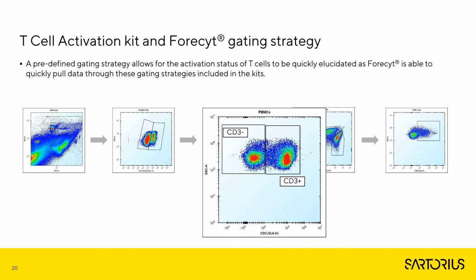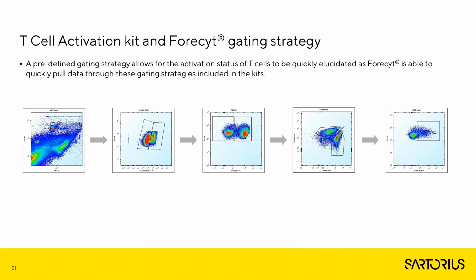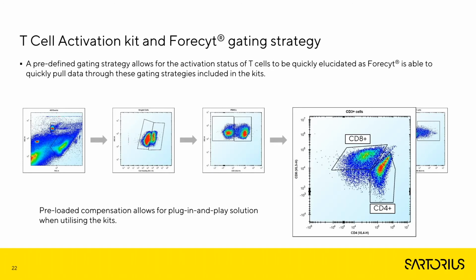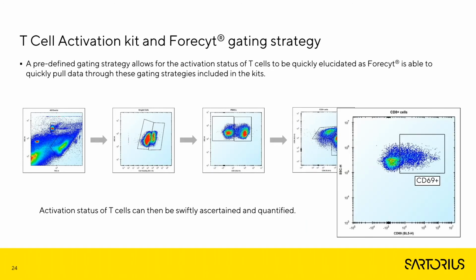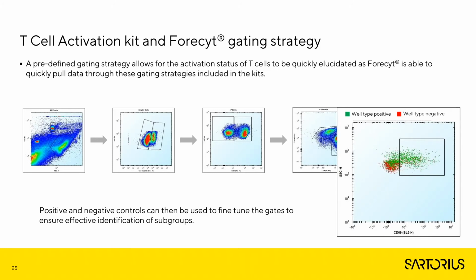Then within that gate, we can gate for the CD3 population, then the CD4 and CD8s, and then finally within those gates, we'll gate for the activation markers, which in this kit are CD69, CD25, and HLA-DR, which respectively give an indication of early, mid, and late T cell activation. To help to double check and fine tune the positioning of the gates, the positive and negative control wells can be defined, and then these will automatically be overlaid by the software to help to distinguish your positive populations.